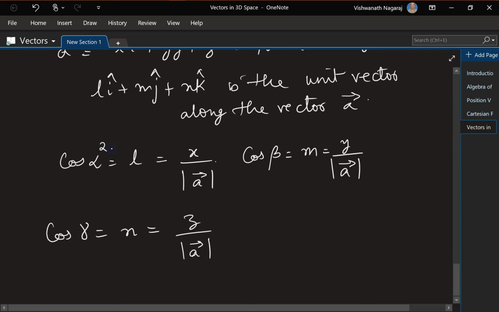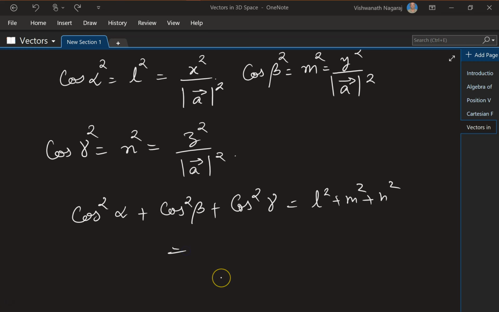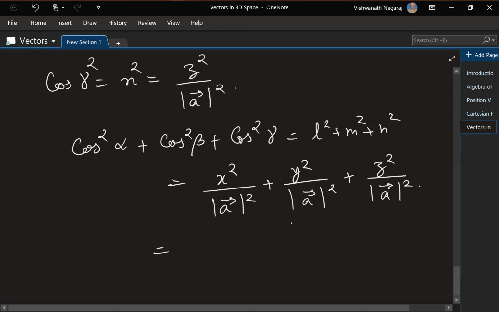Now let's square these. If we add up, cos square alpha plus cos square beta plus cos square gamma is equal to L square plus M square plus N square. Now this would become X square by A square plus Y square by A square plus Z square by A square. Now this is equal to, the denominator being common, X square plus Y square plus Z square by magnitude of A square.